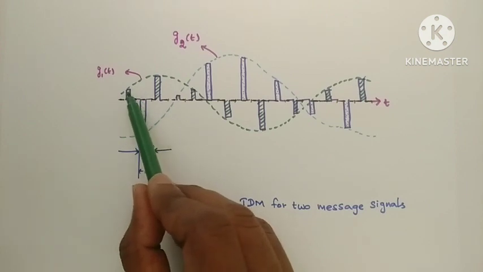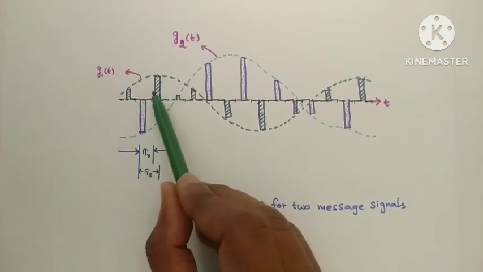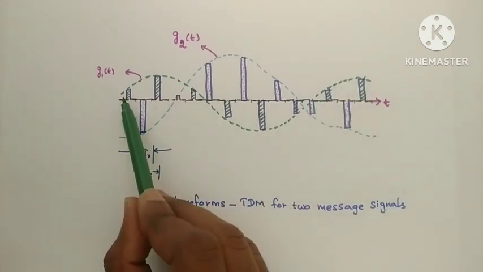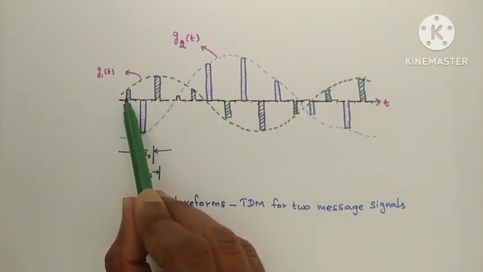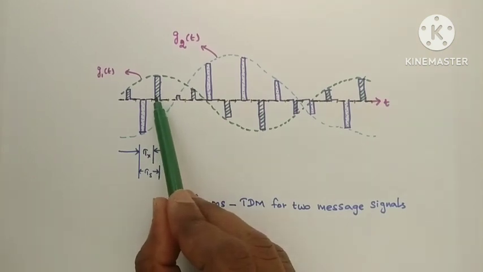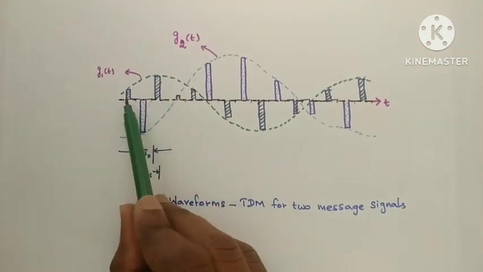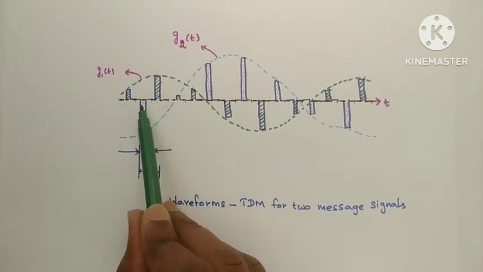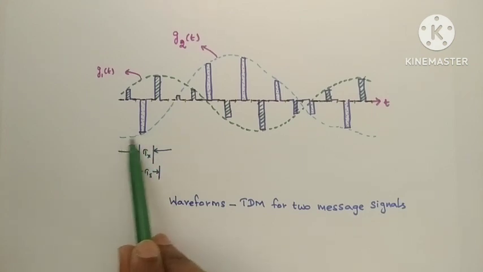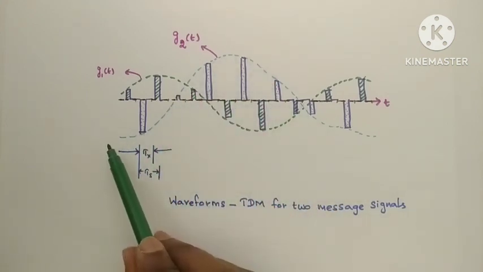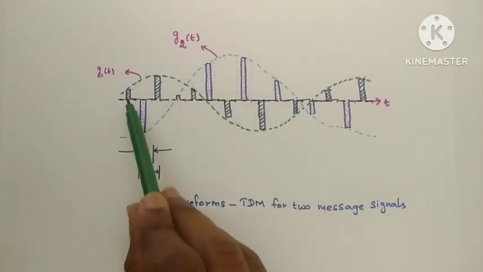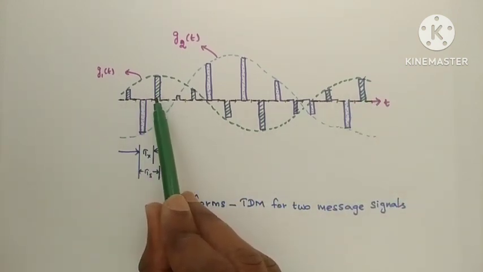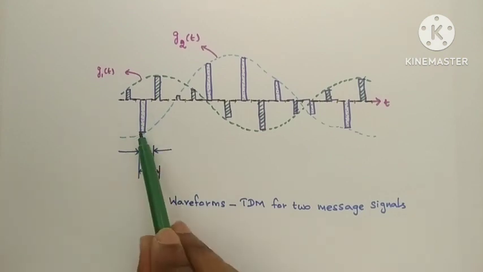So this green color shaded pulse, these pulses belong to the first message. This is the first pulse, second pulse. Okay, here you see between the first pulse and second pulse, they are placing the pulse of the second message signal. Okay, for one signal several pulses will be there. Between the pulses, the pulse of another signal will be placed.